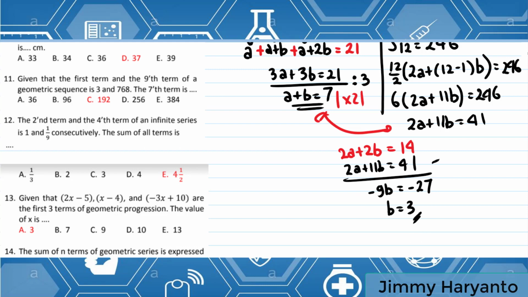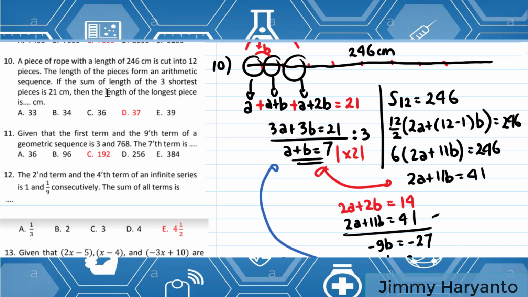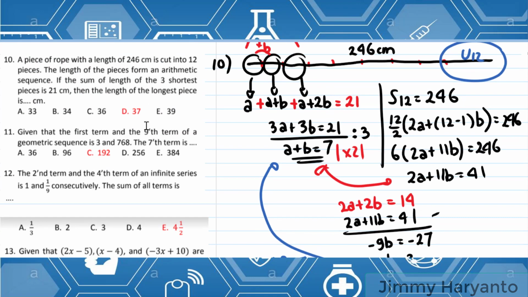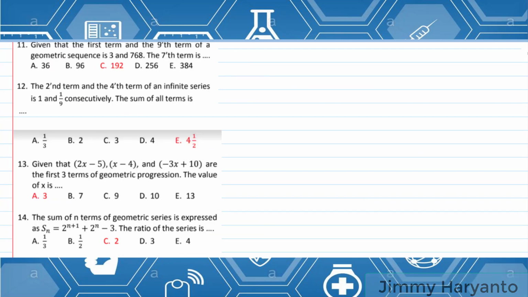Okay. Now we have b, we can find a. A plus 3 equals 7, a equals 4. The question wants us to find the length of the longest piece. The longest piece is this one, which is U12. So we can find U12 equals a, 4, plus n minus 1 times b. 4 plus 33 equals 37, guys. 37 centimeters. Okay, good.